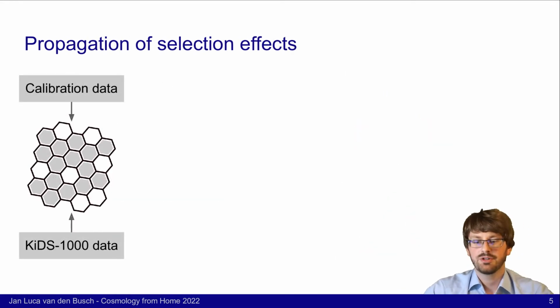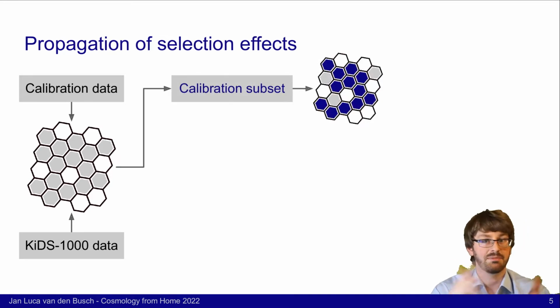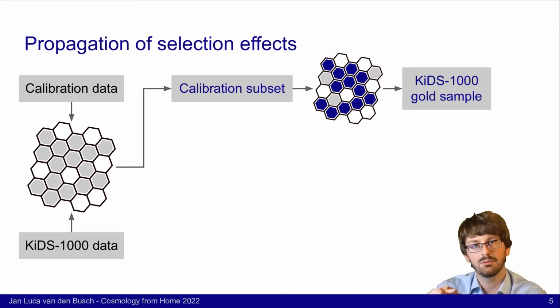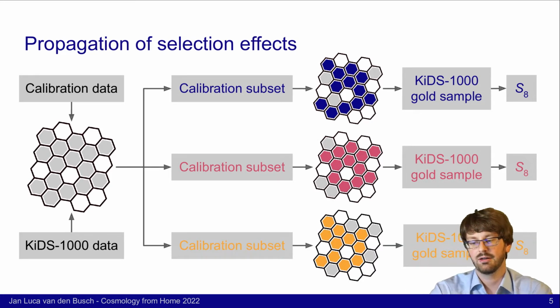So the second thing that we are interested in is how systematic effects in the redshift calibration may propagate to cosmological constraints. Therefore we run the whole calibration method using subsets of our full calibration data, which then gives us a new redshift distribution, a new KiDS-1000 gold sample, so a subset of the lensing sample, and then after running a cosmic shear analysis, parameters such as S8. And then we repeat this analysis using different subsets of this calibration data and look at the variance that we get in our cosmological parameters.